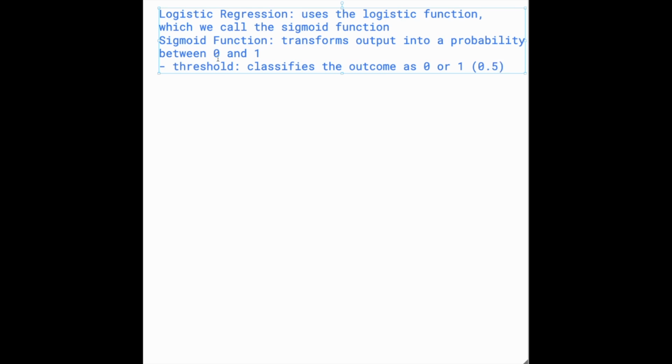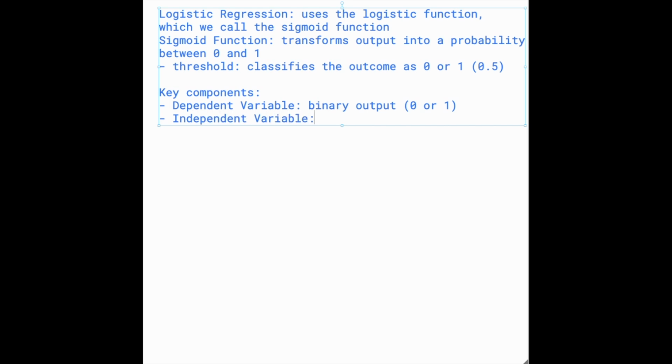So what are the key components? First we have the dependent variable. It's a binary output, 0 or 1. And then we have the independent variables, which are the features used to predict and then produce the dependent variable.